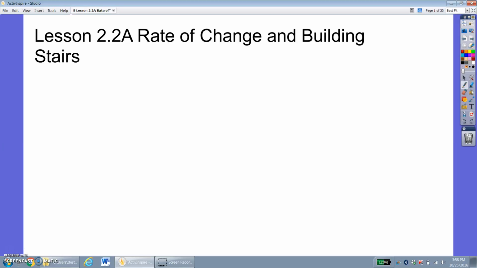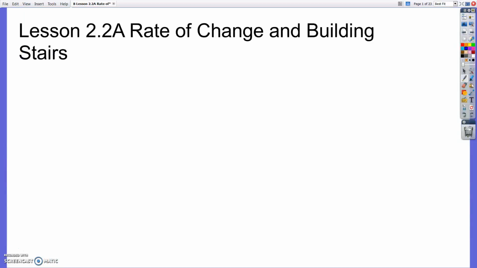So if you need to, pause this and take out 2.2a. And we are going to be talking about rate of change. So before we begin with that, I want you guys to realize we already learned what unit rate is. They sound a little similar, but I want to make sure we understand the difference between the two of them. So remember, unit rate is when something increases by 1 for your x value.